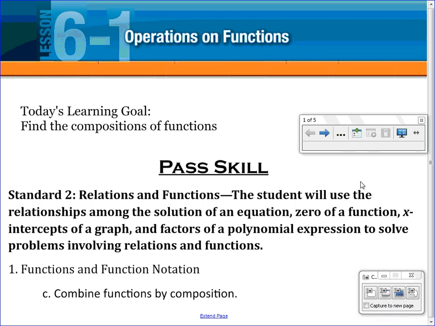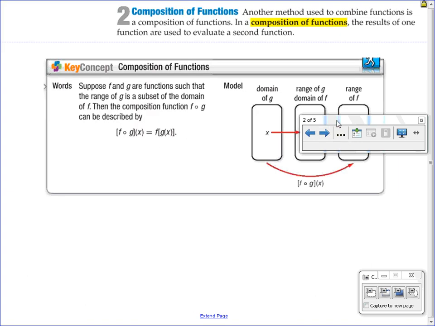Okay, today we have lesson 6.1b. Our goal today is to find the composition of functions. As you can see, this is also one of your past skills. So let's get right to it.